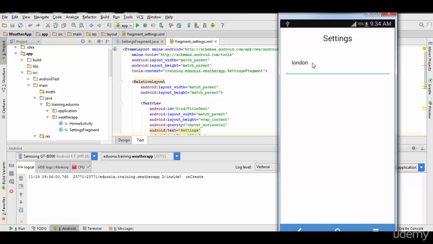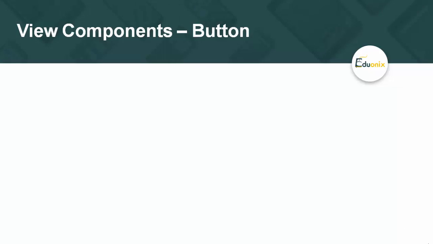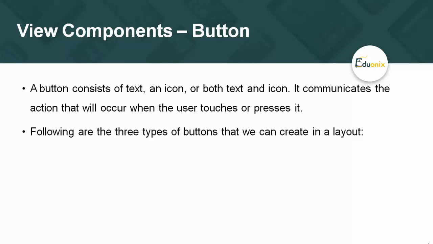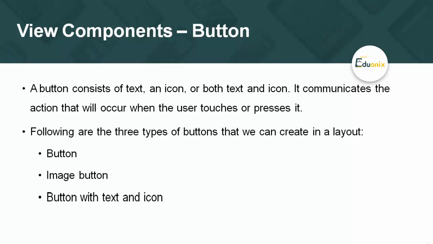Let's now learn the new view component, which is button. A button consists of text, an icon, or both text and an icon. It communicates the action that will occur when the user touches or presses it. Following are the three types of buttons that we can create in a layout: button, image button, button with text and icon. On the next slide, we will continue discussing the button view component.